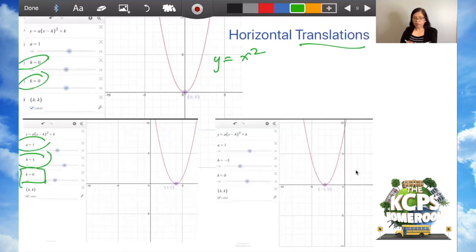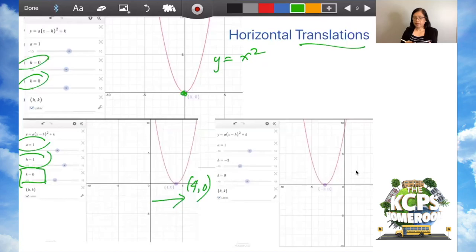H is 4, so notice that from 0, 0, our graph was moved to the right. Now you have x minus 4, and look at the coordinates of the vertex. This is now moved to 4, 0.